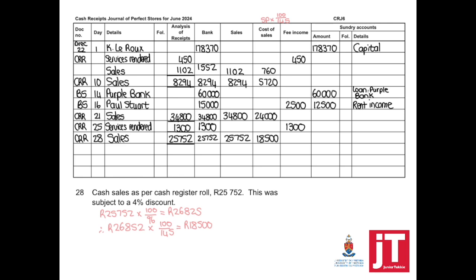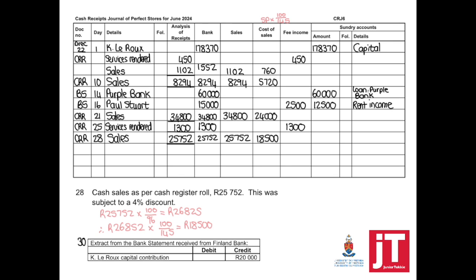When trade discount is given to customers, it means that we sold it for less than what we intended to. We sold it at a discounted price. So what did the customer pay for it after the discount? But when we're calculating the cost, it's always calculated on the original selling price. Make sure that you remember that.